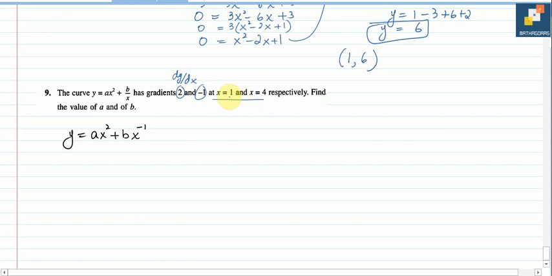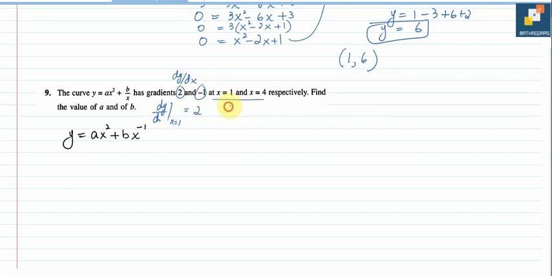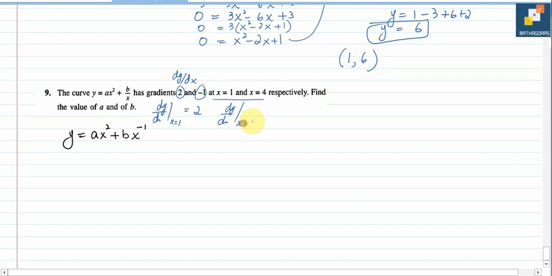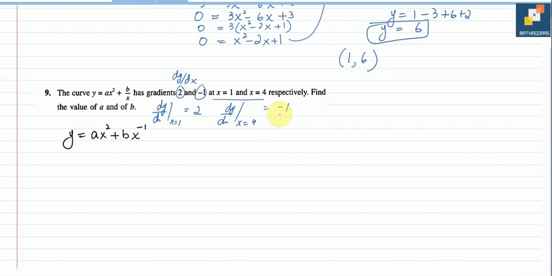That means dy by dx at x equals 1 is equal to 2. So you got the exact value of dy by dx at a specific value of x. Similarly, the next condition is dy by dx at x equals 4, the value is minus 1. So these are the two conditions we need to use in order to find out the value of a and b. Alright, now I will start with the first one and I will tell you to start the second one after the completion of the first condition.